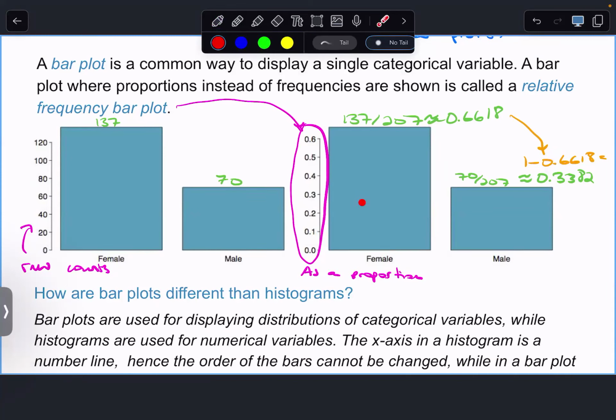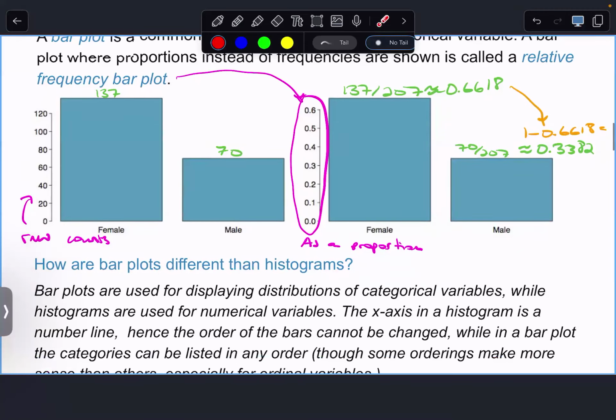These bar plots look the same, right? So that's not an issue, right? But for me, saying 66% of the sample were female, that tells me something, right? My brain doesn't do well with 137 versus 70, right? Can get a pretty good idea, but I would have to do 137 divided by 207 and kind of get there in my mind, right? Usually our brains deal better with proportions or percentages.